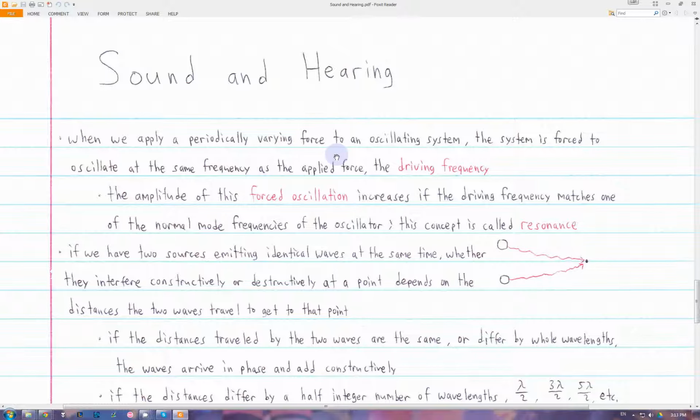Whereas if you just push at random times, say if you push them when they're on their way down, then you'll stop their swinging or decrease their amplitude. So the force has to vary periodically with the same frequency as the oscillating system's normal modes.